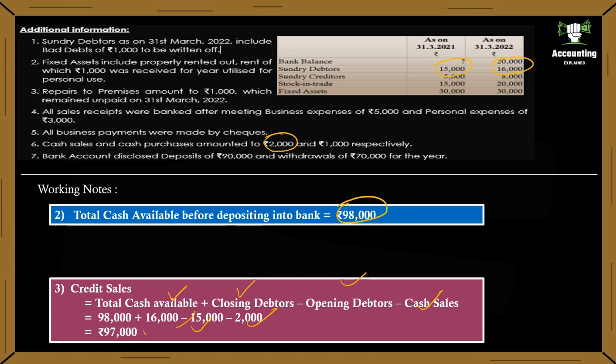Which comes to 97,000 will be our credit sales. Now the next step for us is to find out the receipts from debtors. Mostly all accounts questions are like a puzzle. When we solve step by step, all the puzzles will fall into their respective places, and it will be very easy for us to solve the question. Let's find out the receipts from debtors now.